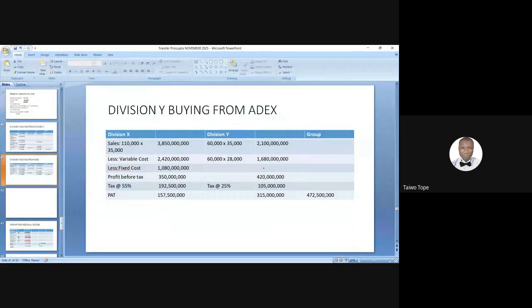So 481,500 is higher than what? 472,500, as analyzed in this class. So you can see how it plays out, how it works out. The difference is 9 million, which is a very huge amount. It's very significant.